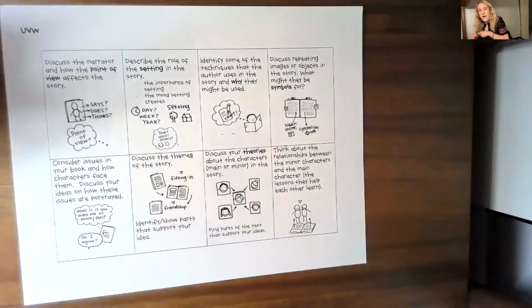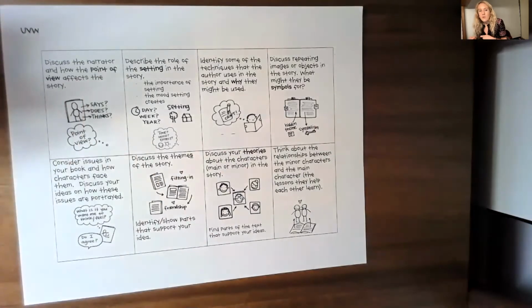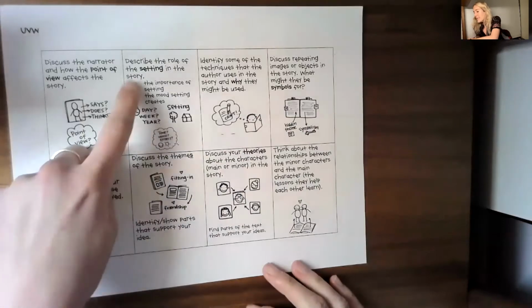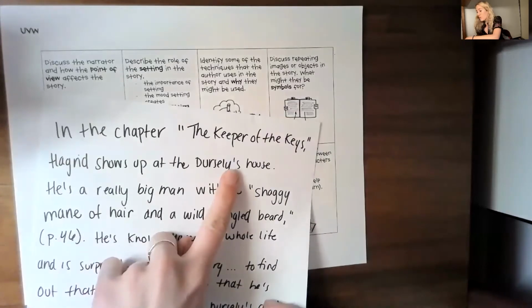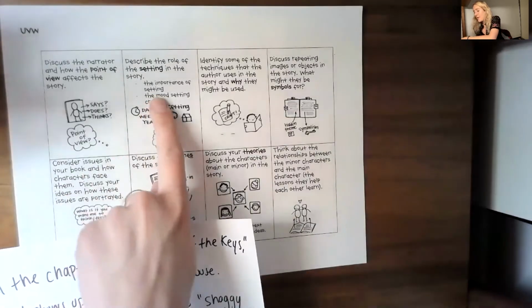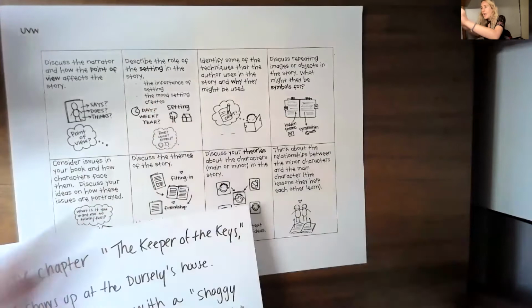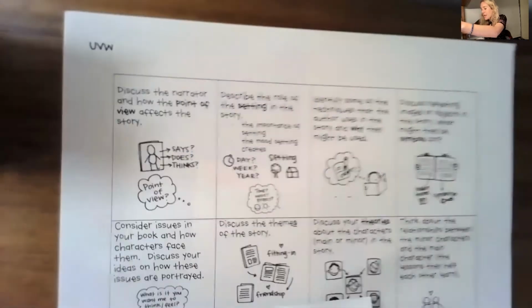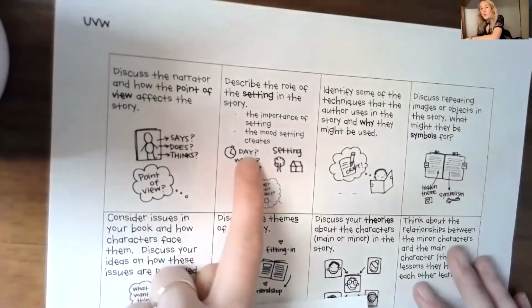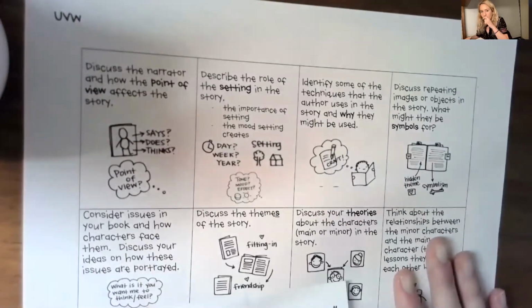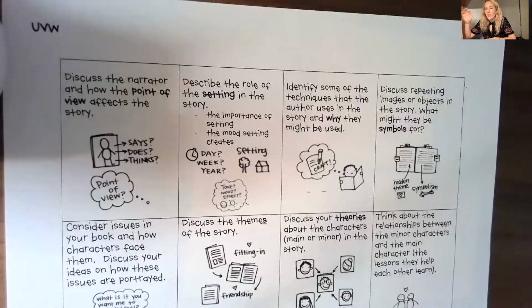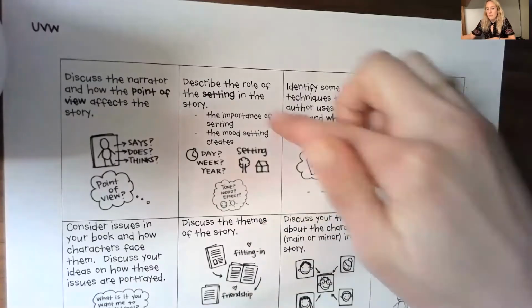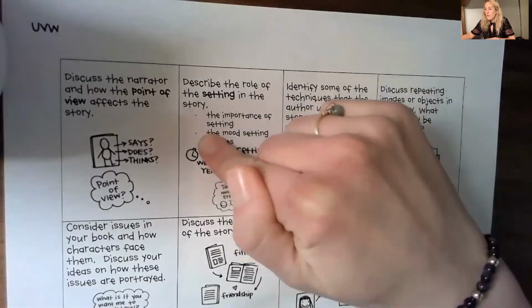Discuss the narrator and how the point of view affects the story. I didn't talk about the narrator. I didn't talk about who's telling the story at all. Okay, setting. I said that he shows up at the Dursleys' house. Okay, but I didn't say the importance of the setting. I didn't say anything about the mood the setting creates. I didn't say any of that. Okay, so I mention it, so it's clear that I know what a setting is, but I don't say anything on my level about it.